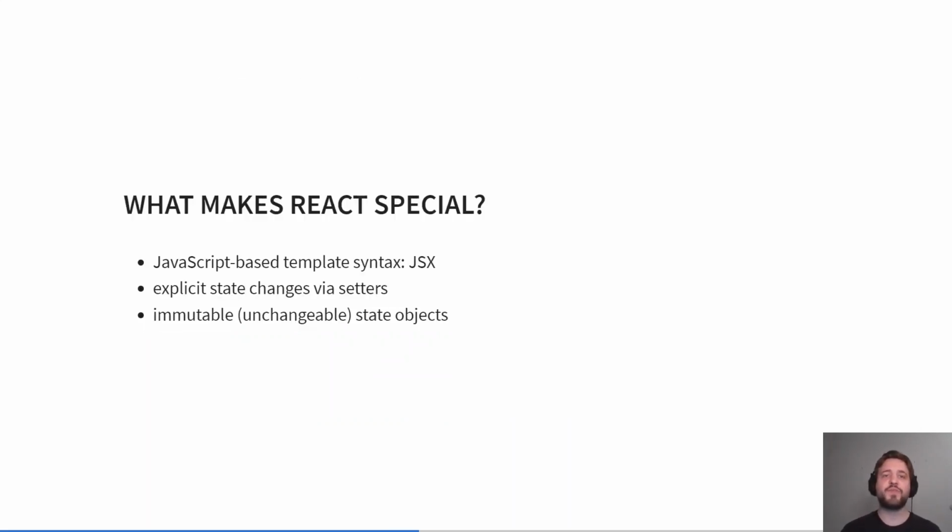What we've seen so far, state, components, and props, is not only used in React, but also in libraries like Vue.js or Angular. Here's what sets React apart. React goes quite a unique way with its template language, JSX, which is based on JavaScript constructs. It also differs from other libraries in that state changes are made explicitly via calling setter functions.